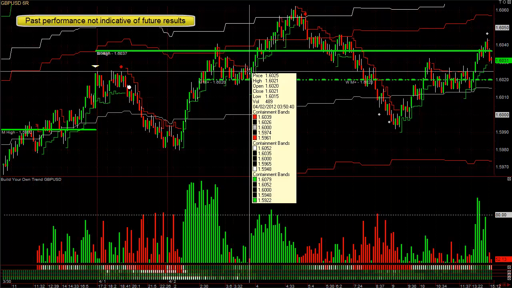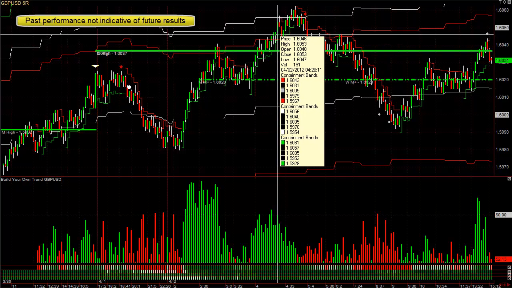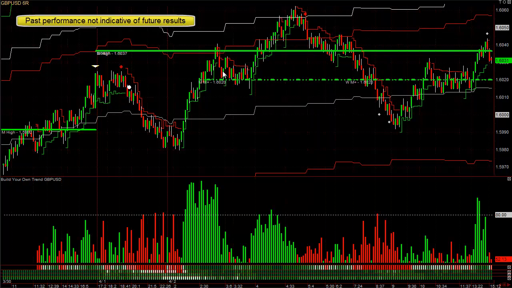You're back in again here at 25 and out at 46. So you have a 10 pip loss, 20 pip win, and maybe a 40 or 50 pip win. And when the currency gets above the upper containment bands, usually you can expect a bigger pullback.